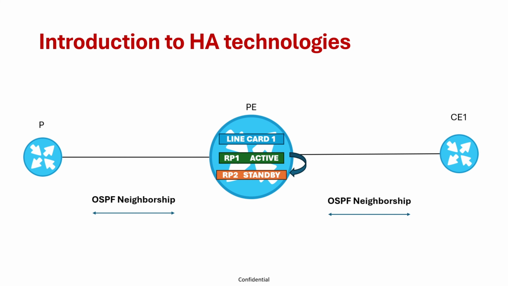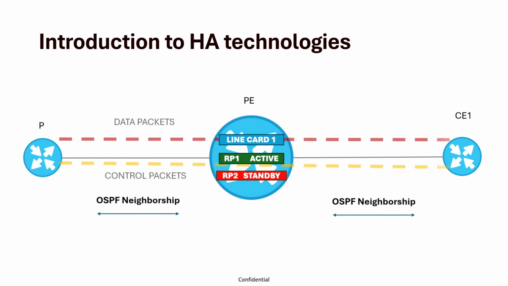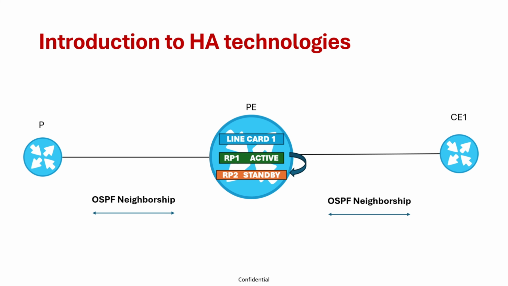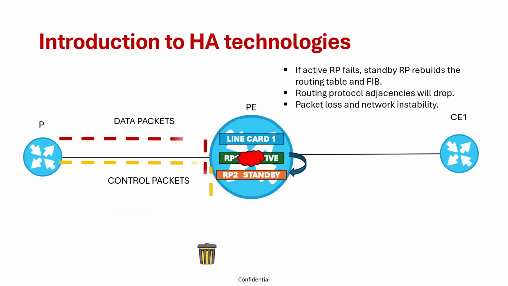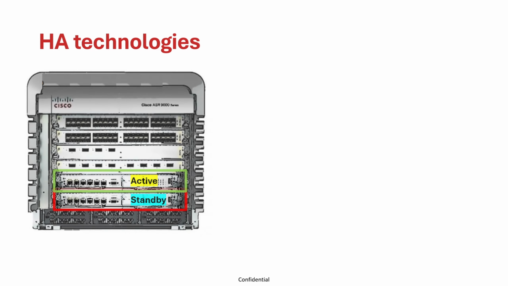If the active RP fails, the standby RP takes over and rebuilds the routing table and FIB, during which the routing protocol adjacencies will drop. This can lead to packet losses and network instability. And to address this challenge, routers use high availability technologies.